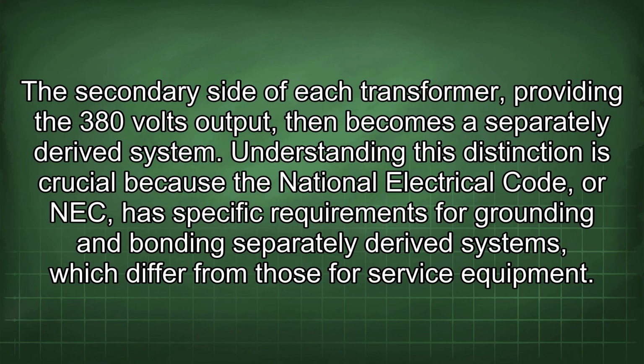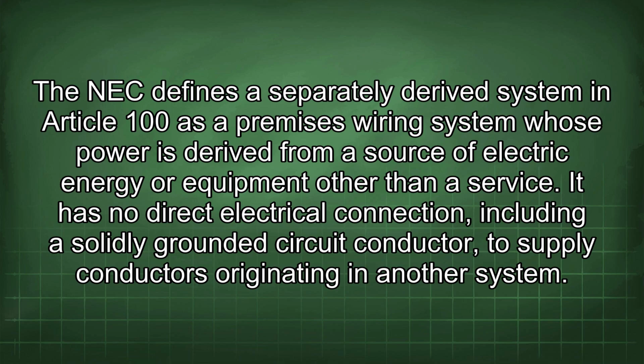Understanding this distinction is crucial because the National Electrical Code, or NEC, has specific requirements for grounding and bonding separately derived systems, which differ from those for service equipment. The NEC defines a separately derived system in Article 100 as a premises wiring system whose power is derived from a source of electric energy or equipment other than a service. It has no direct electrical connection, including a solidly grounded circuit conductor, to supply conductors originating in another system.